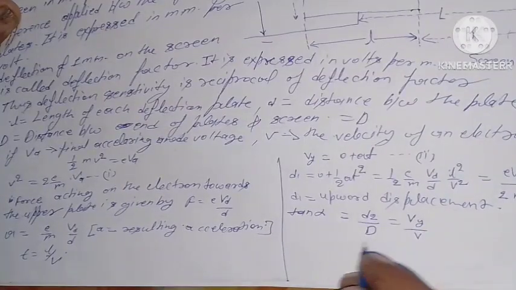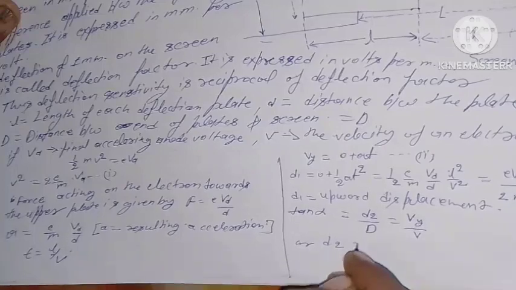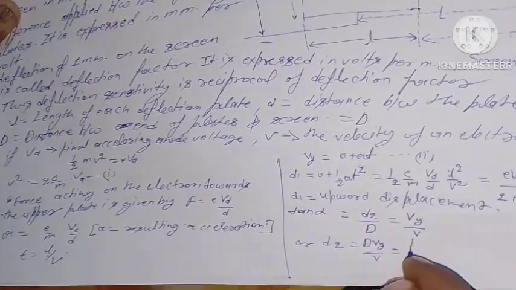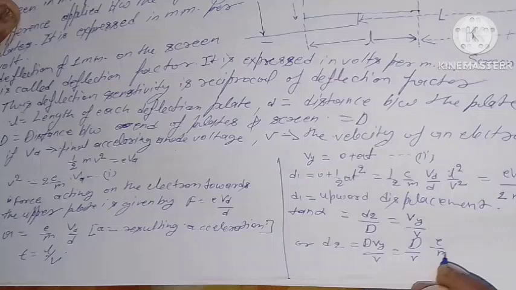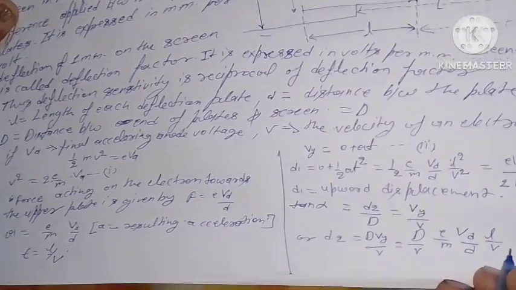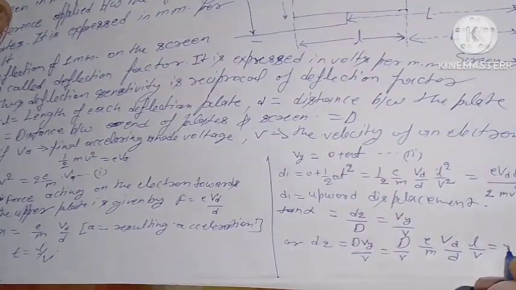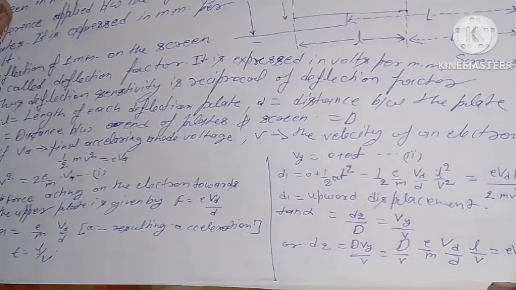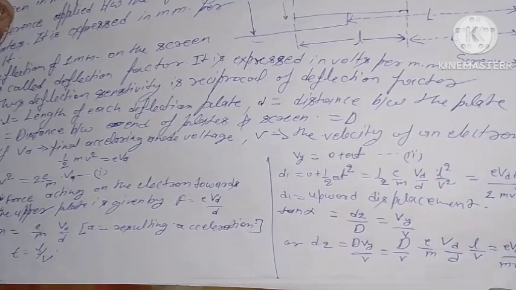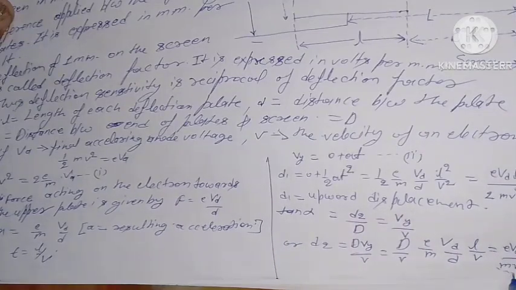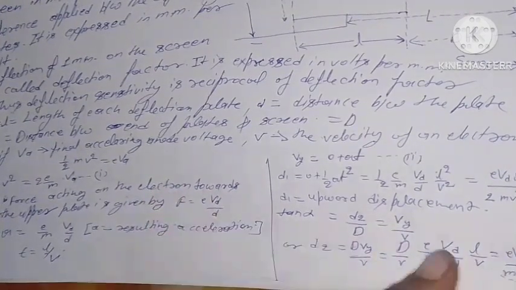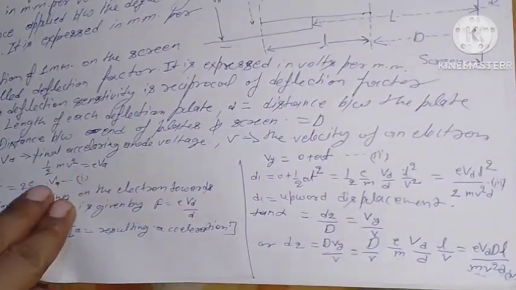So d2 equals D Vy upon V, that is D upon V, E upon M, Vd upon D, L by V, that is e Vd capital D L upon m V square d. This is equation number 4.